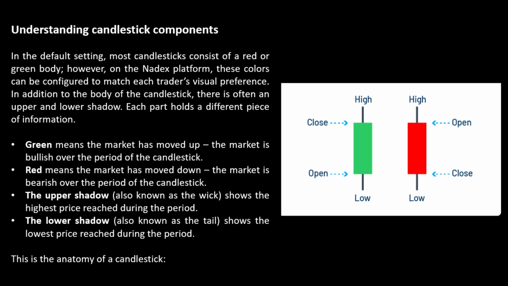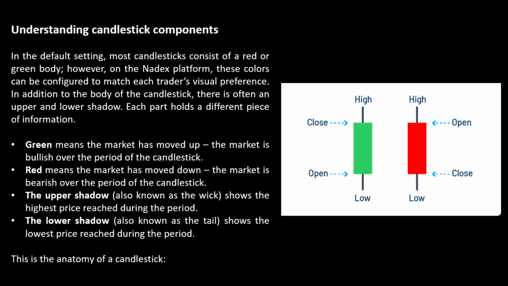Understanding candlestick components. In the default setting, most candlesticks consist of a red or green body. However, on the Nadex platform, these colors can be configured to match each trader's visual preference. In addition to the body of the candlestick, there is often an upper and lower shadow. Each part holds a different piece of information.